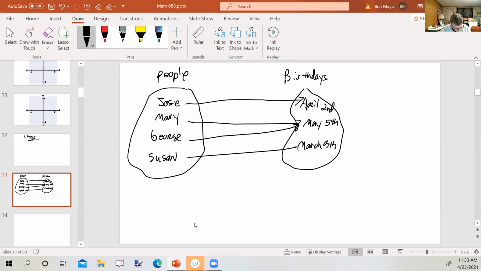Let me read it again. A function is a set of ordered pairs in which to each first component, there corresponds exactly one second component. So the people are going to be the first component and the birthdays are going to be the second component. So for each first component, there's exactly one second component. Each person has exactly one birthday, okay? This would be the domain and this would be the range.